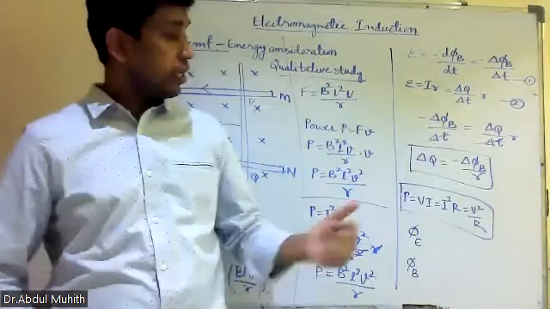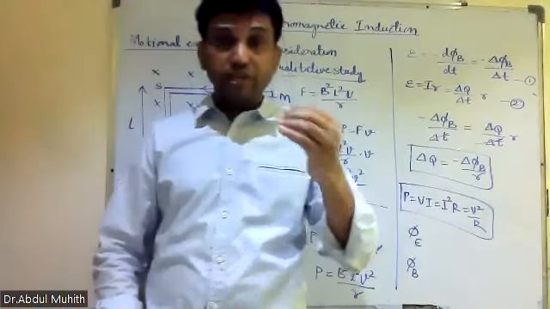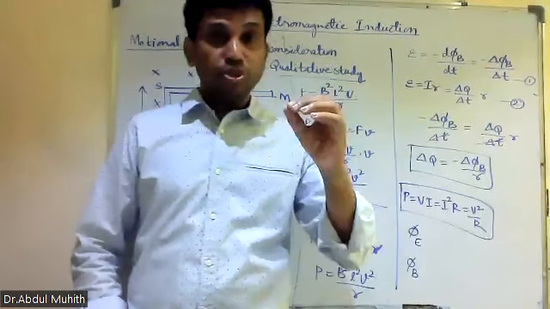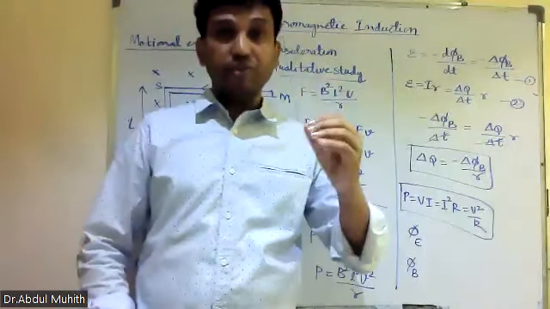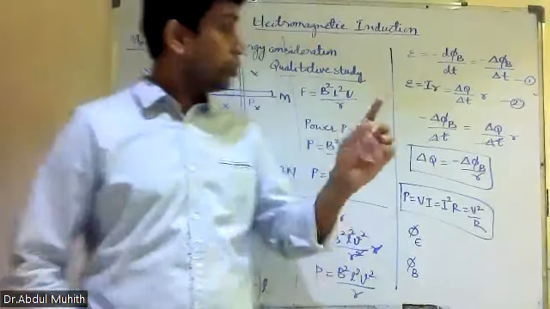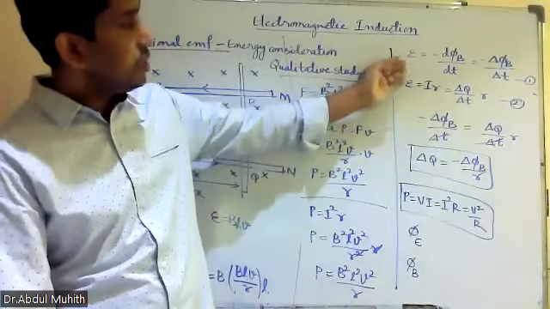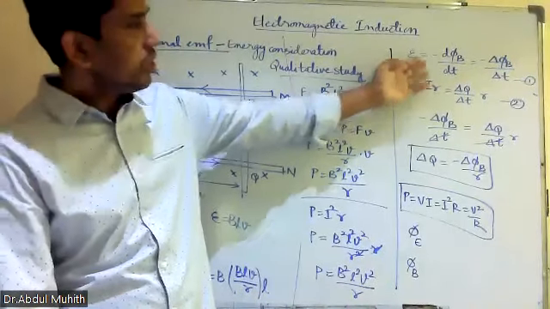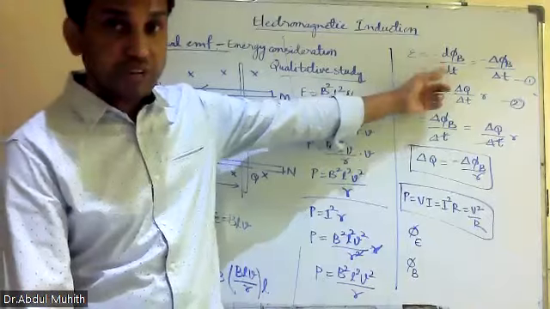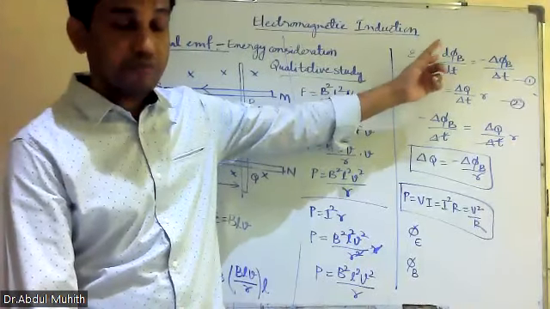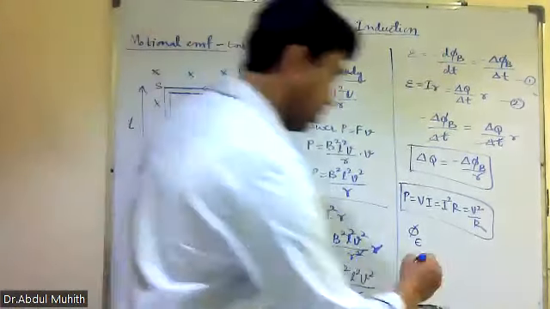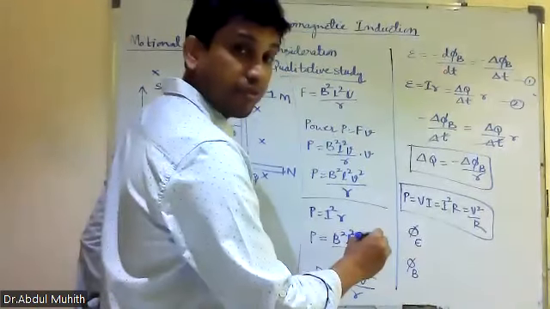According to Michael Faraday, when there is a relative motion between the wire and the magnetic field, current is induced. That formula is given by: the induced EMF, epsilon, is equal to minus d phi B by dt. What is phi B? Phi B is magnetic flux. What is the magnetic flux formula?